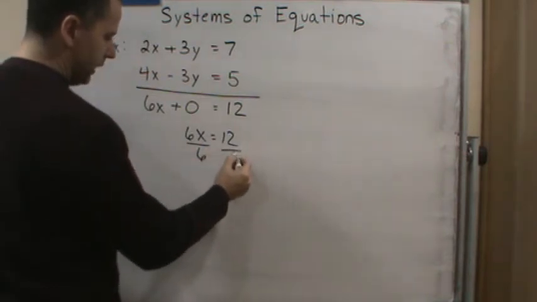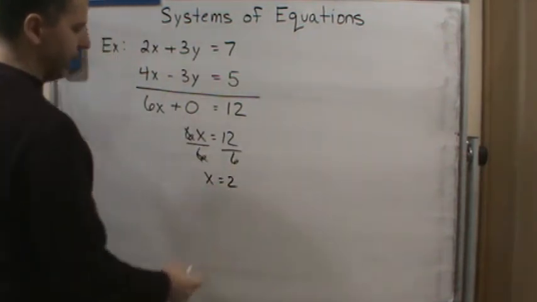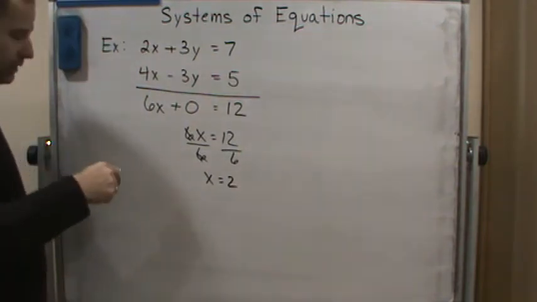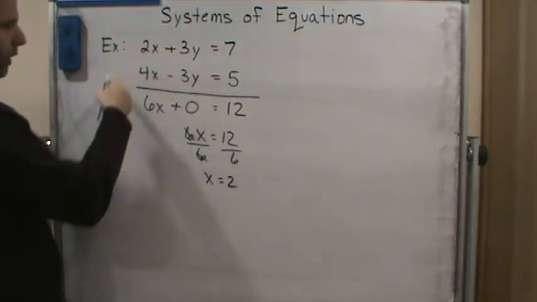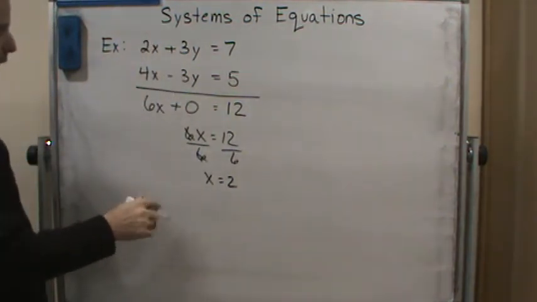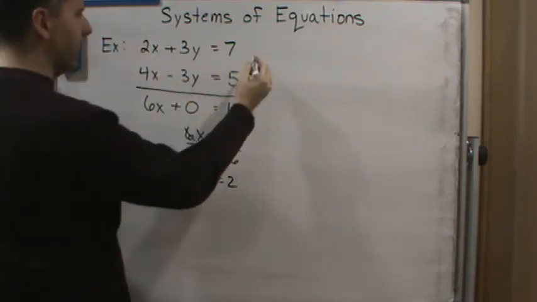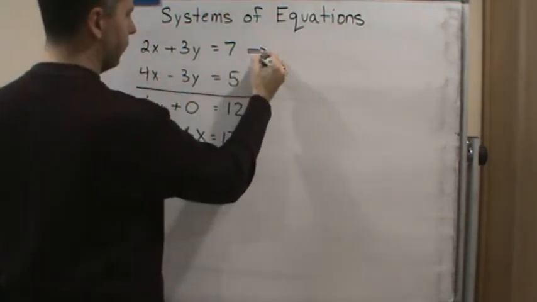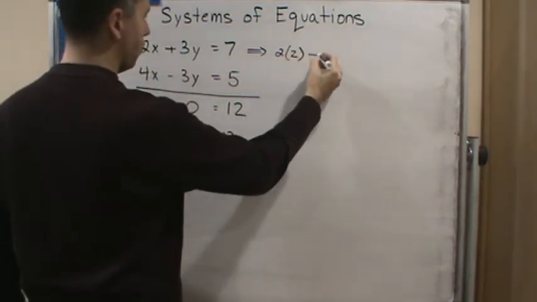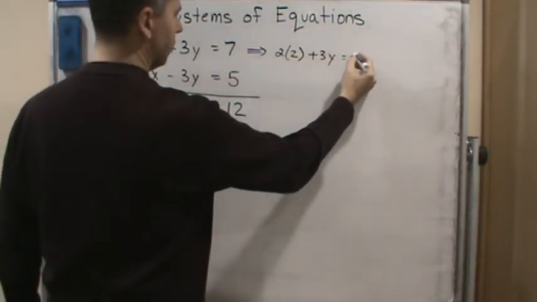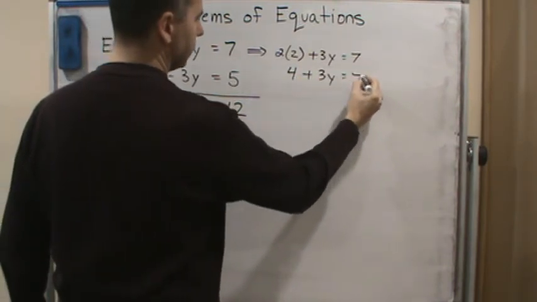So if I divide both sides by 6, I get x is equal to 2, and now I can do what's called back substitution, right? So I can now, either one of these equations, it does not matter which one, I just have to plug x back in and then solve for y. So if I use this one, I'll get 2 times 2 plus 3y equals 7. So that's 4 plus 3y equals 7.